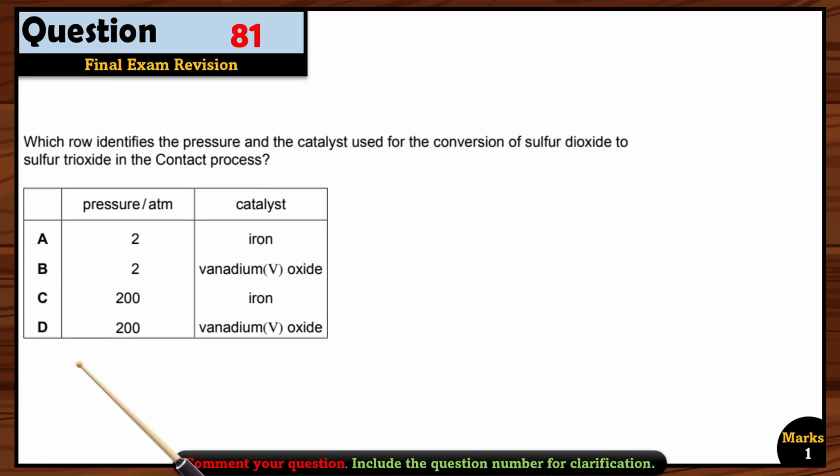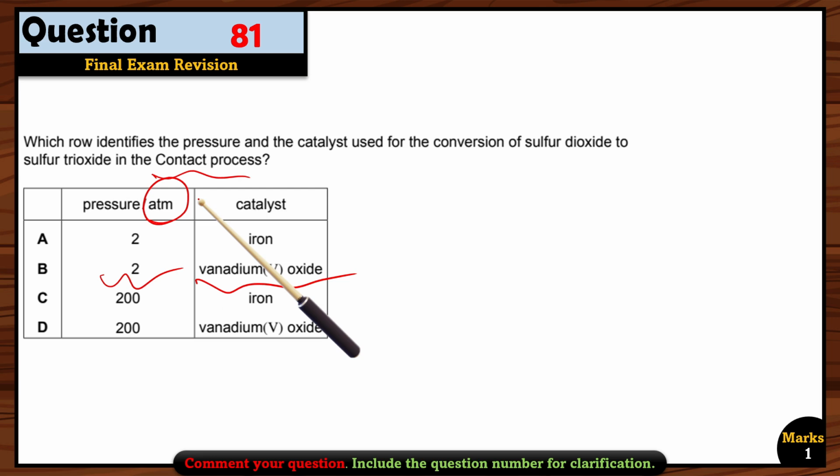Let's see another question. Which row identified the pressure and the catalyst used for the conversion of sulfur dioxide to sulfur trioxide in the contact process? Most students will think that we already know the catalyst for the contact process is vanadium oxide. What is the trick in this question? The pressure we already know is 2. But the main mistake students usually make in the exam is that they don't look at the unit of the pressure.